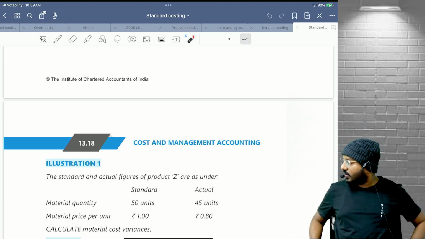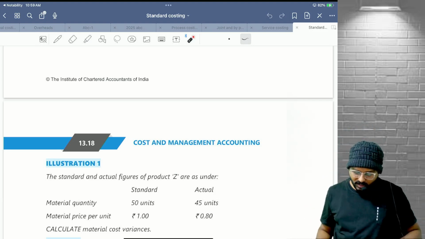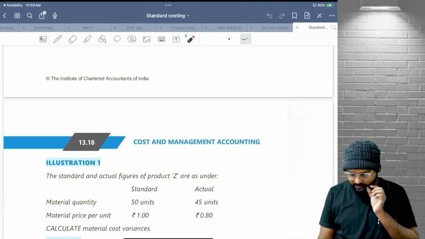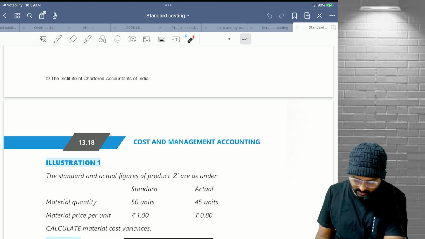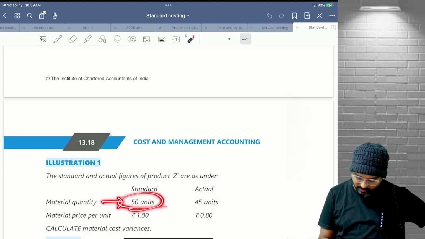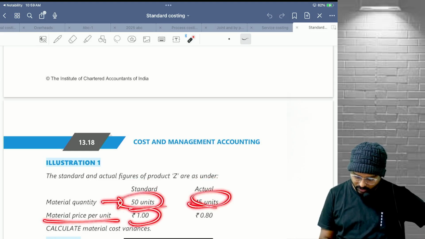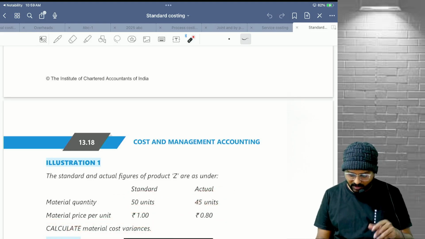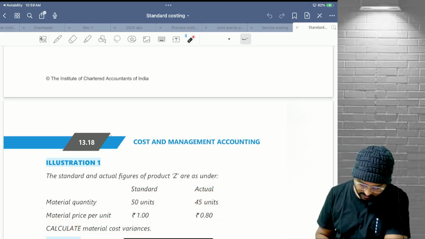Okay. Chalo, what do we have here? The standard and actual figures of product Z are as under. You've got standard figures and actual figures. Material quantity is given. Material price per unit is given. Now we need to find out which variance. Material cost variance.